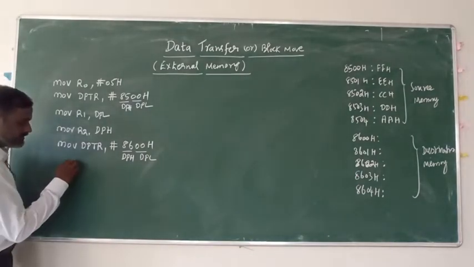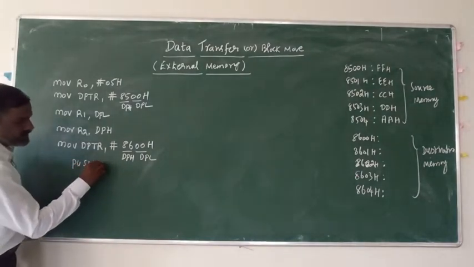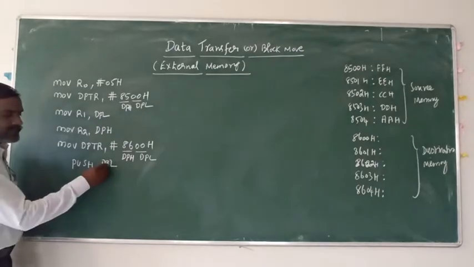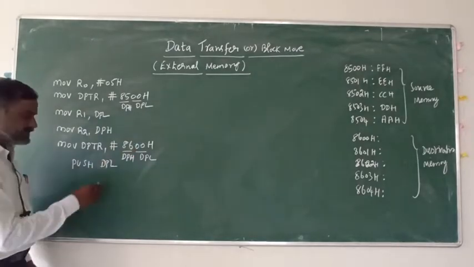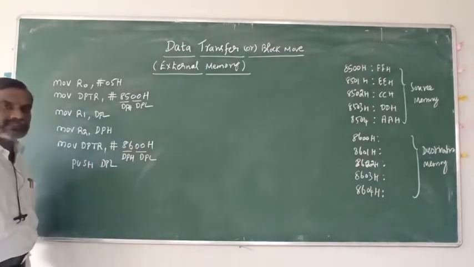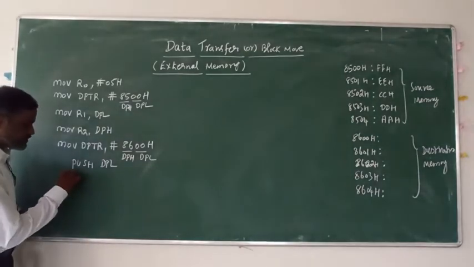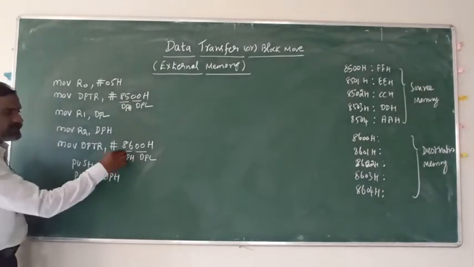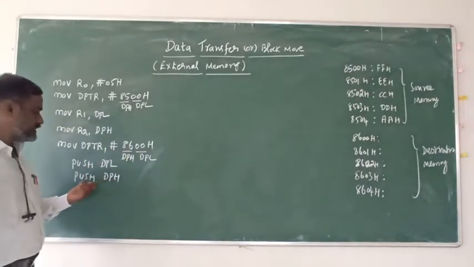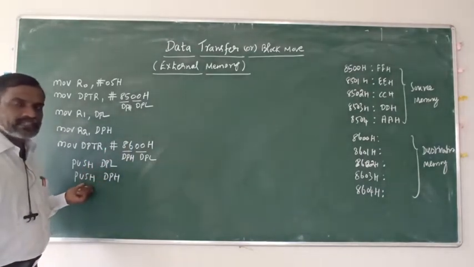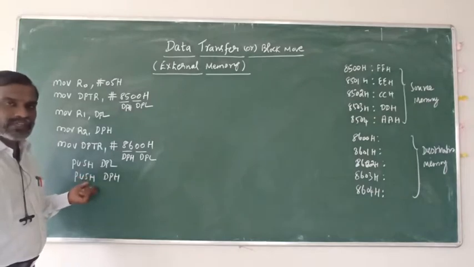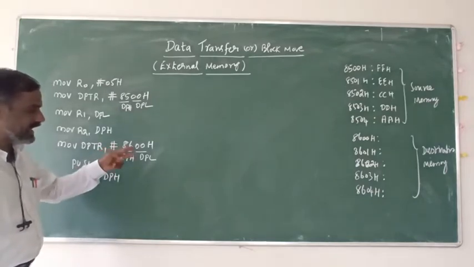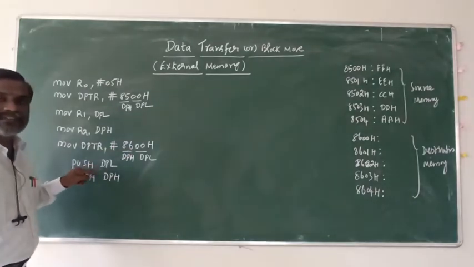Push DPL. The 00 address is temporarily stored in the stack. Next, push DPH. 86 will be stored in the next memory address location of the stack. Now the destination address is available in the stack.